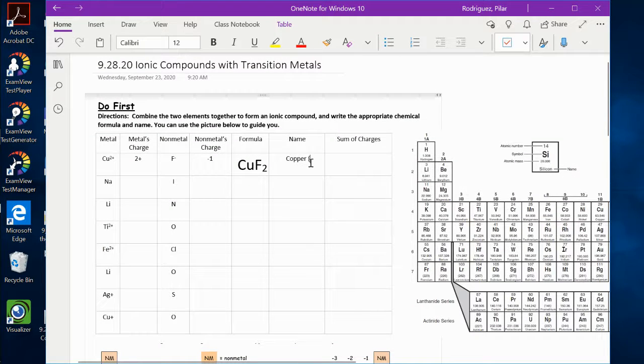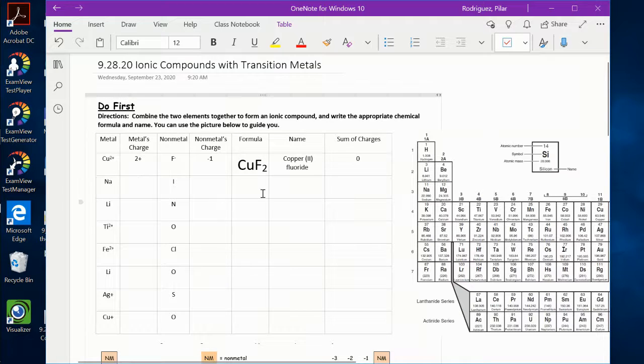I am going to have to put these little parentheses to suggest that I am talking about a transition metal. And the parentheses, the Roman numerals, are going to describe the charge of the metal. So the charge of the metal is 2. So I'm going to say Roman numeral 2. And the naming convention for non-metal to metal is fluoride. And you're going to end in IDE. The sum of the charges, well, if I have +2 here and I have -1, but I have 2 negative ones, that's +2 and -2, the sum of the charges is going to be 0.